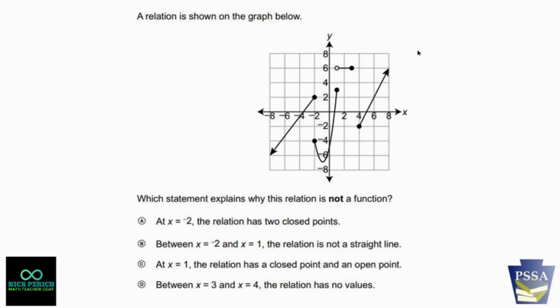Well, tell you what, let's use the vertical line test and find out why it won't be a function. The vertical line test says if you take a vertical line and pass it through your graph, if at any point your vertical line hits the graph more than once, it is not a function.